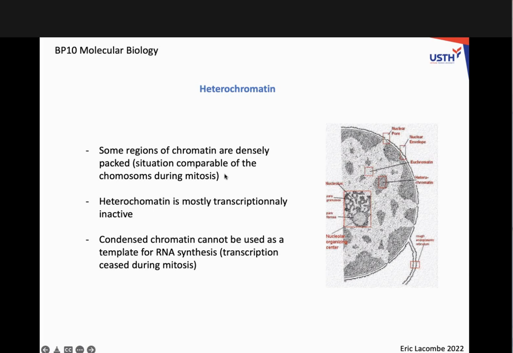One key feature of heterochromatin, and this is what interests us, is that heterochromatin is mostly transcriptionally inactive. What does it mean? It means that in a general manner, it's not all the time, it's not 100% the case. But if a region of the genomic DNA is in the state of heterochromatin, which means compact around the nucleosomes, and there are genes in this region, they cannot be transcribed.